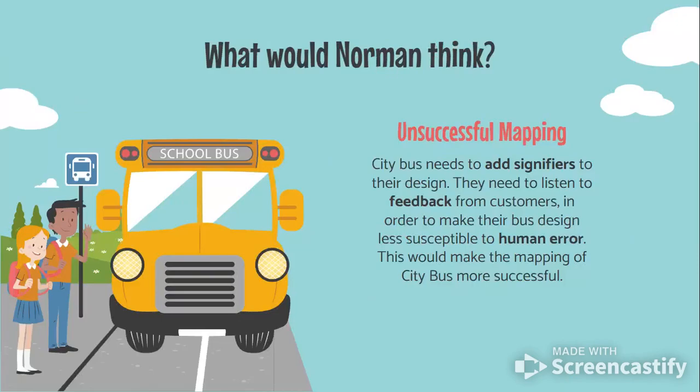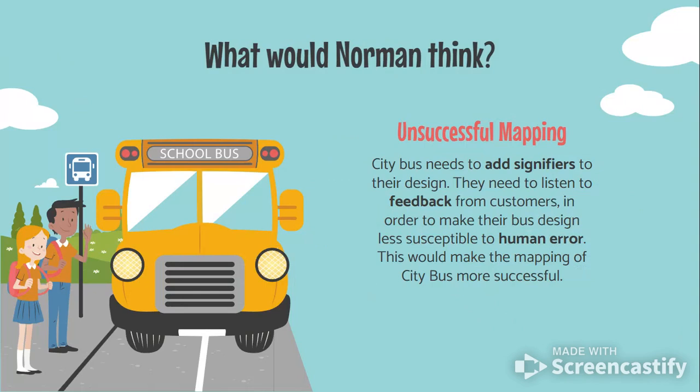What would Norman think? It's unsuccessful mapping. The city bus needs to add signifiers to their design. They need to listen to the feedback from their customers in order to make their bus designs less susceptible to human error. This would make mapping of the city bus more successful.